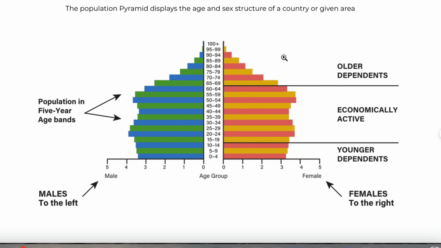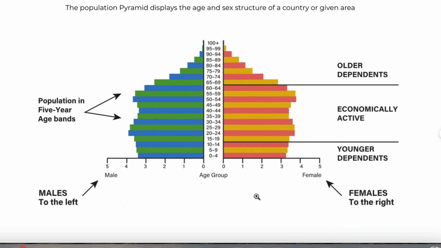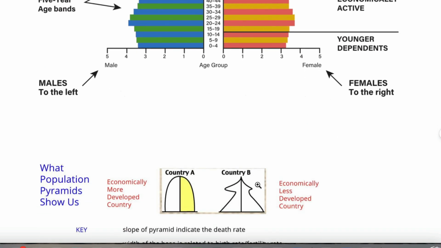Now you can see this could become a real problem if the shape changes and there are fewer people down here and more people up here. It kind of looks like an upside down pyramid. You don't have enough paying into that, and Social Security starts to collapse. And that's what's happening in places like China. So that's how it relates to this week's questions.